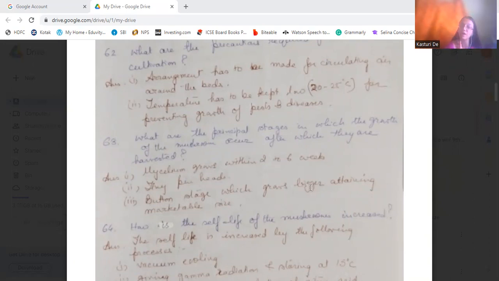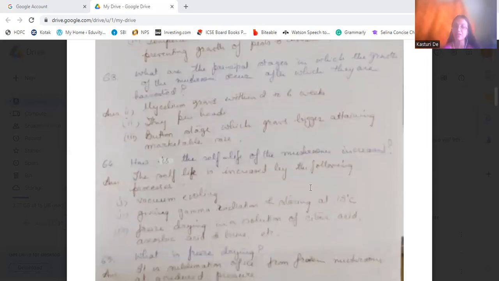How is the shelf life of the mushroom increased? The shelf life is increased by the following processes. One is vacuum cooling, so mushrooms can be kept longer. That is, the shelf life of the mushroom can be increased.